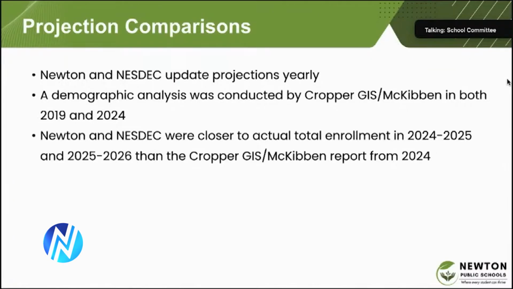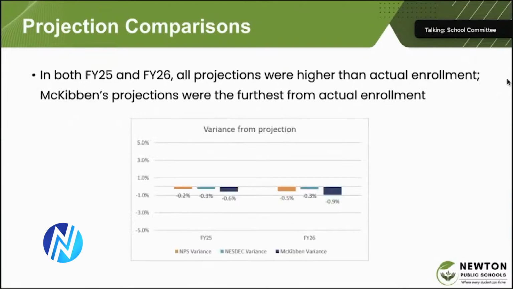It has not been updated since 2024, which is why it's not included in the report itself, because I would imagine that they would say it should be updated yearly based on what happens. So we put NESDEC in here, but I've got some graphs in the presentation to compare to their data too. Newton and NESDEC were both closer to actual total enrollment in Newton, both last school year and this school year, than the projections in the Cropper GIS report from 2024. So I'll show that here.